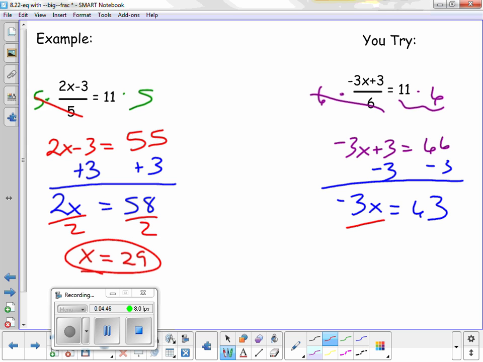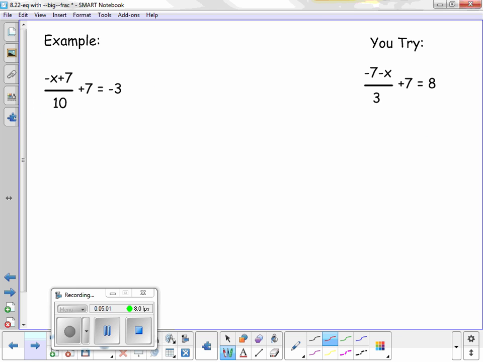And then we divide by negative 3 because I want to move the negative as well. X equals negative 21. This was a 6. Okay, these are the other examples.